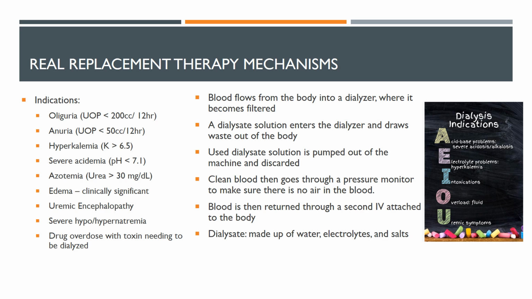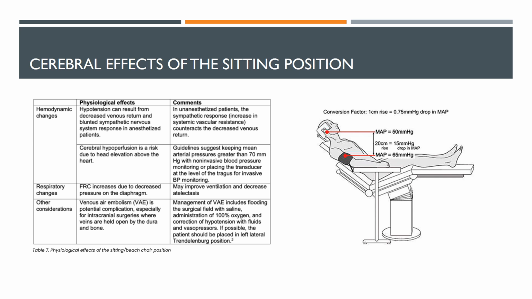Cerebral effects of the sitting position. So significant changes can develop when patients are moved to the sitting position. The patient's mean arterial pressure, central venous pressure, stroke volume, and cardiac output all decrease. When the patient is not under anesthesia, these effects are compensated for by an increase in your systemic vascular resistance by up to 50 to 80%. However, this autonomic response is blocked by our vasodilating anesthetics, which further exacerbate and compromise cardiac output.